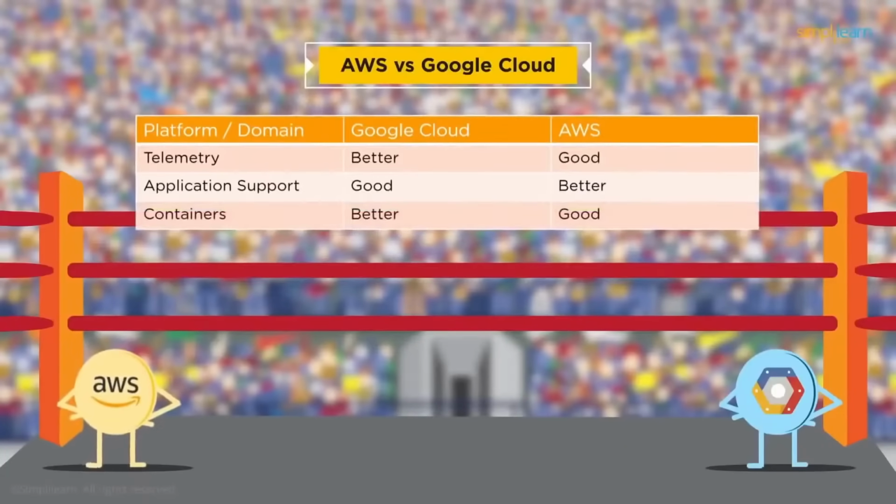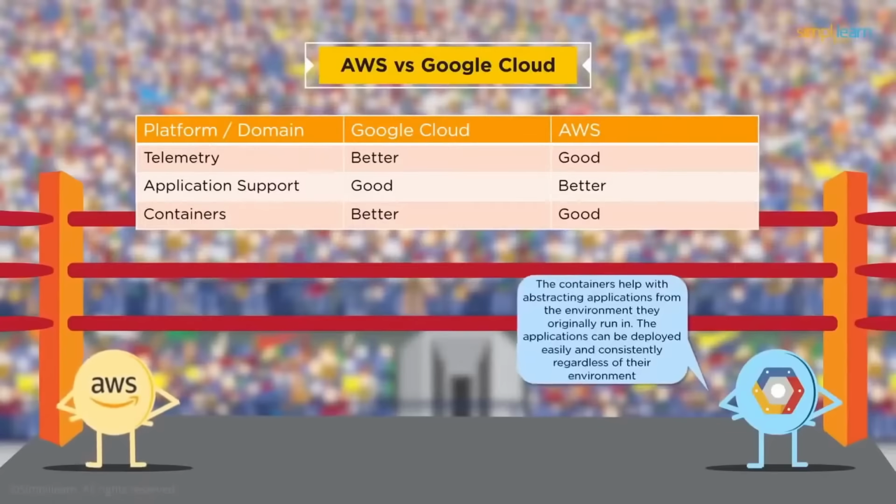Containers are better with GCP. A container is a virtual process running in user space. As Kubernetes was originally developed by Google, GCP has full native support for the tool. Other cloud services are just fine-tuning a way to provide Kubernetes as a service. Also, the containers help with abstracting applications from their environment they originally run in. The applications can be deployed easily regardless of their environment.